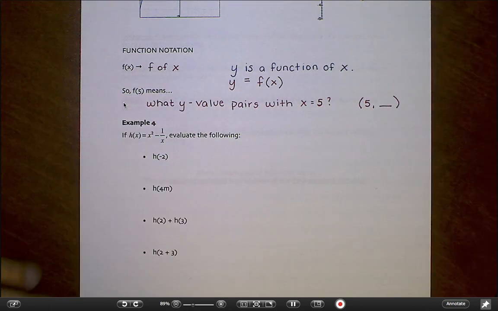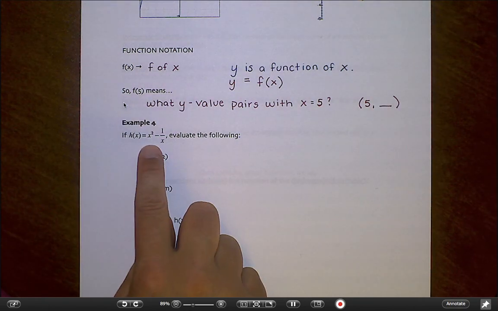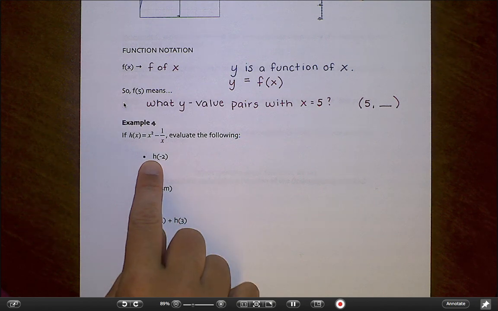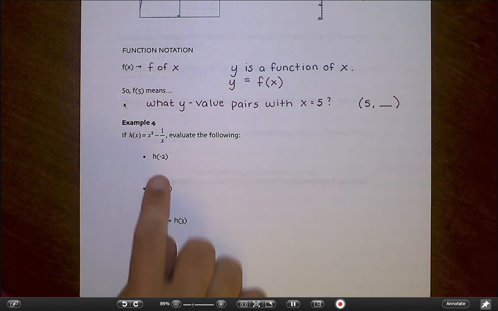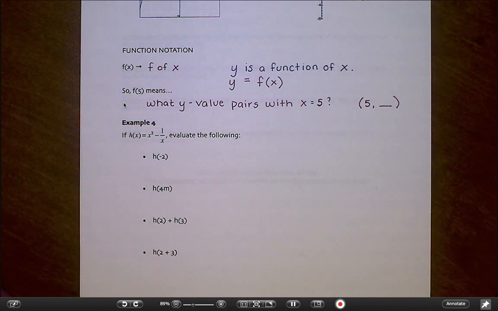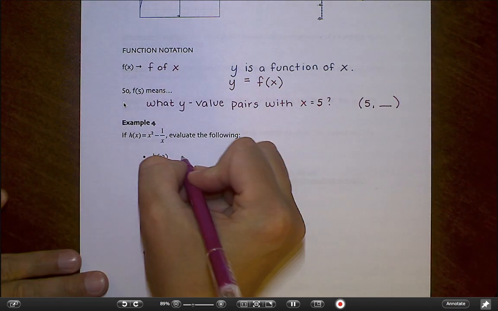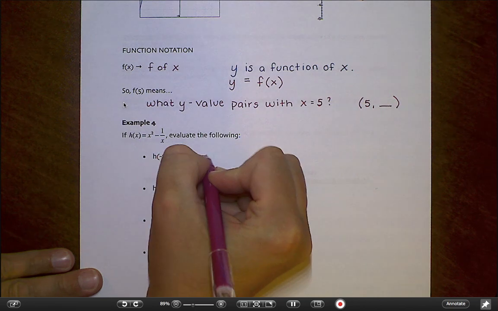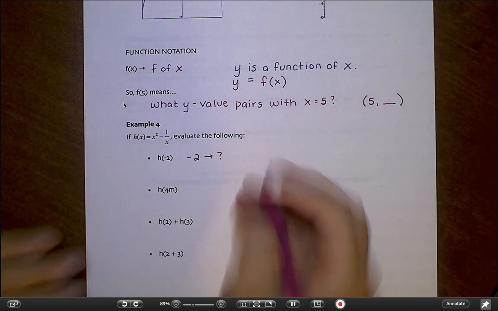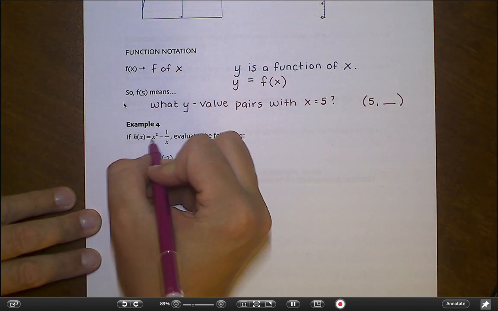Okay, so we've got this function down here now. They used h instead of f. Don't let that throw you off. I'm sure that's fine. And so when I say h of negative 2, what I really want to know is what y value, or what does this function pair up with negative 2? Negative 2 matches up with what value? Okay, so really what I'm doing here is I'm plugging negative 2 in for x.